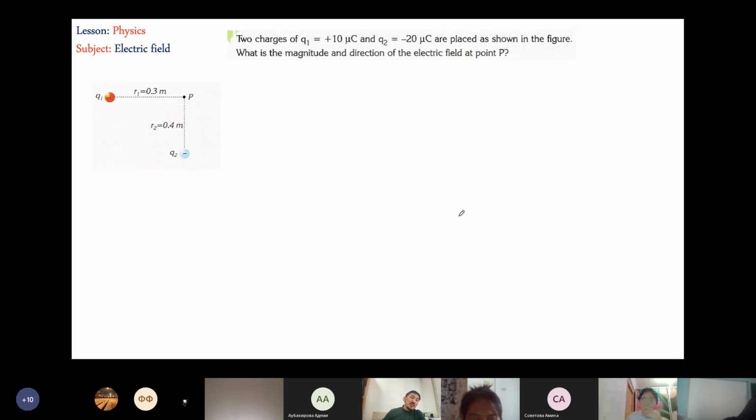Now, suppose that I have two charges here, Q1 is 10 microcoulombs and Q2 is minus 20 microcoulombs. I place them as shown in the figure. What's the magnitude and direction of the electric field at point P? That is, we need to find the total electric field at point P. What do we have to do? First of all, we have to clarify the directions here again, because this is a vector quantity.